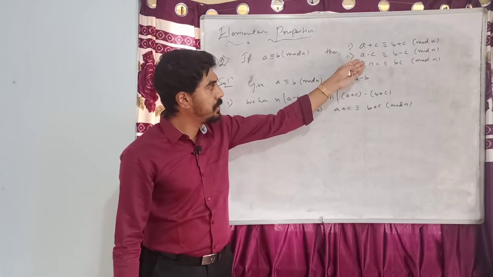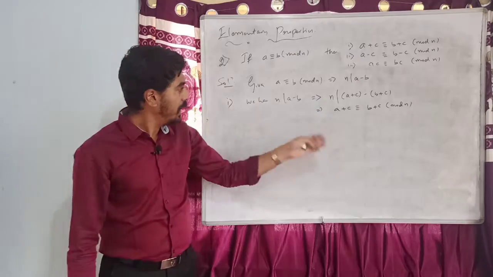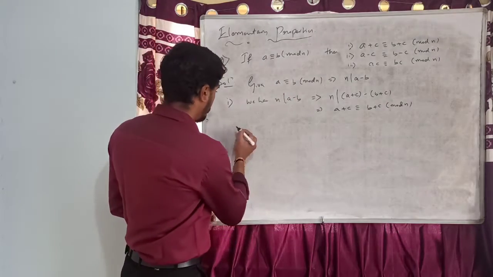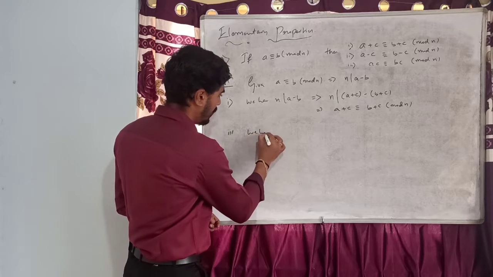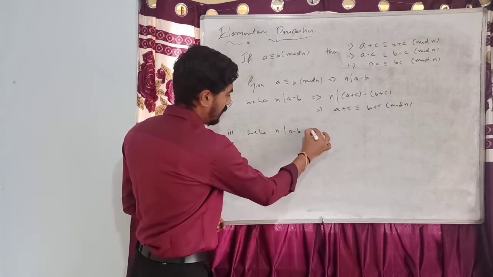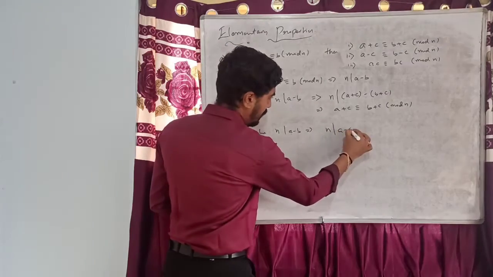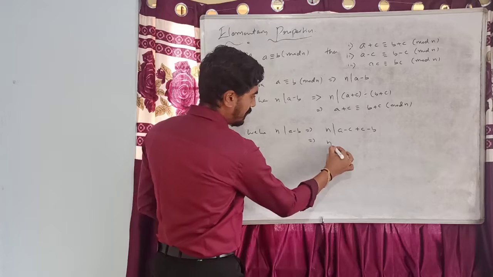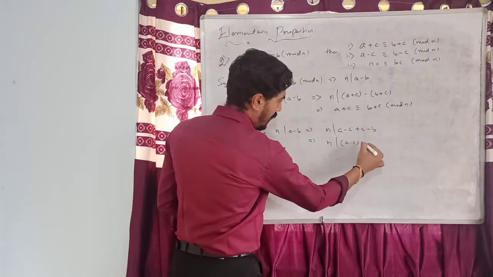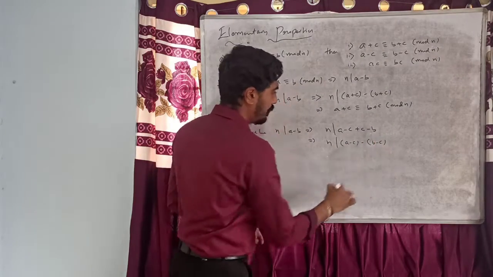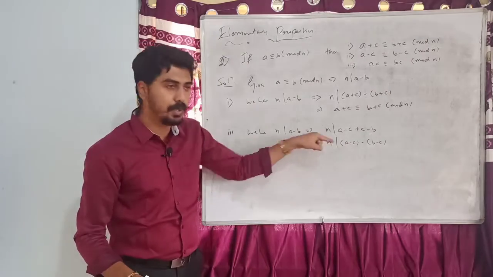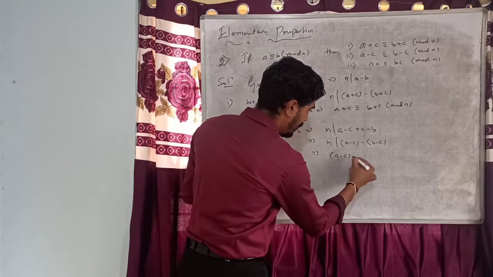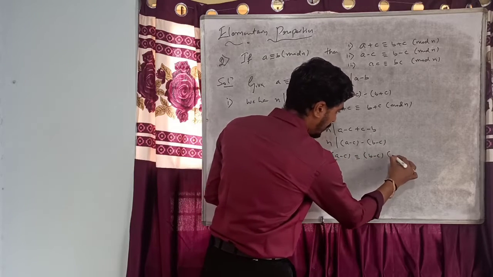Now to show that A minus C is congruent to B minus C modulo n, again I am going to add and subtract C. Since we have n divides A minus B, n divides (A minus C) plus (C minus B). This can be rewritten as n divides (A minus C) minus (B minus C), and hence A minus C is congruent to B minus C modulo n. This implies A minus C is congruent to B minus C modulo n.